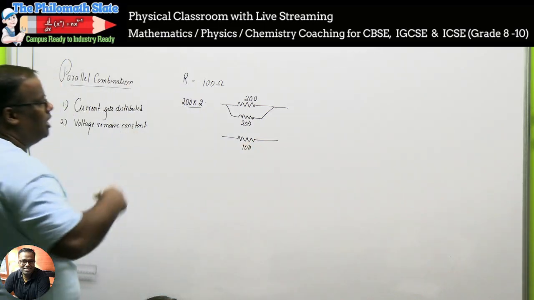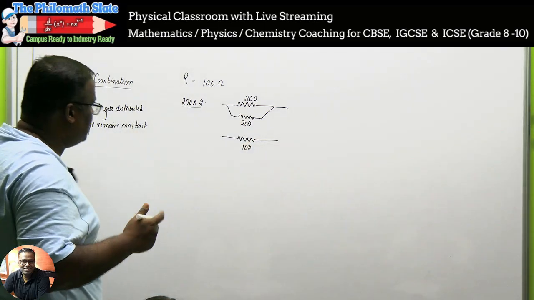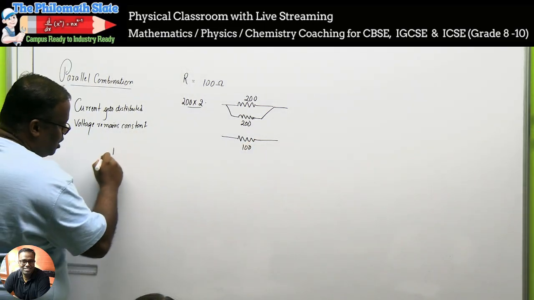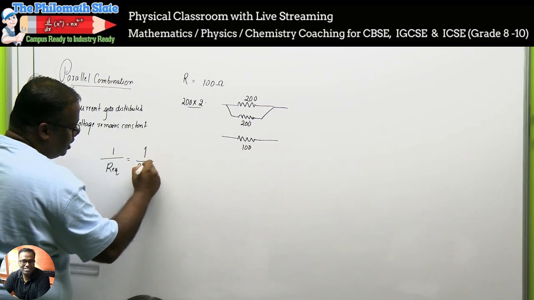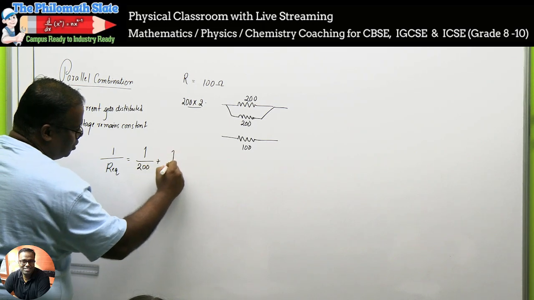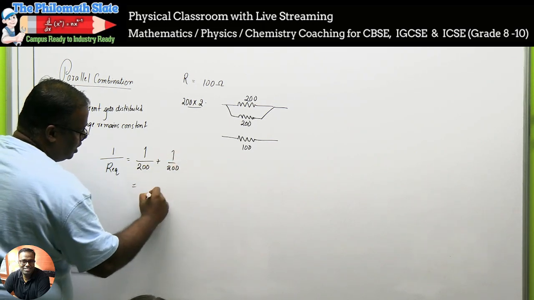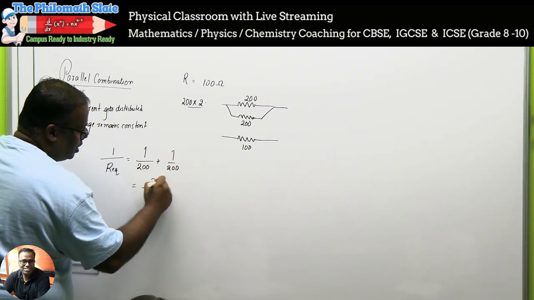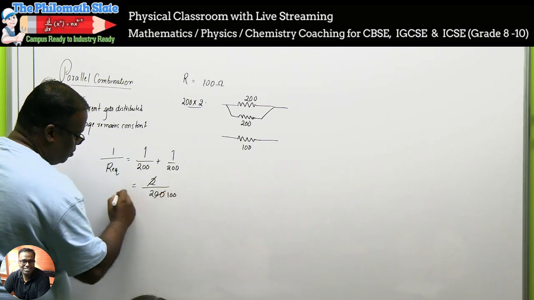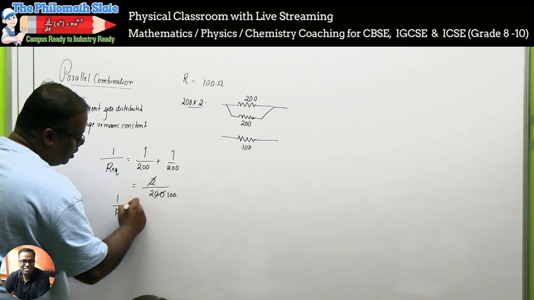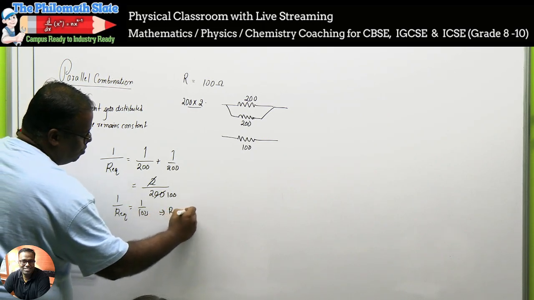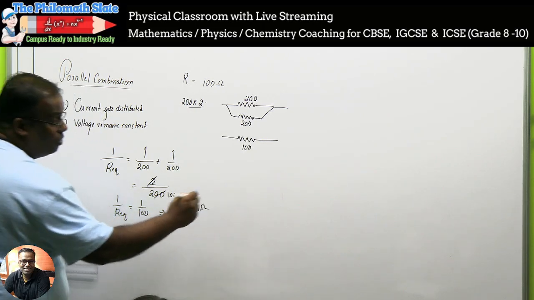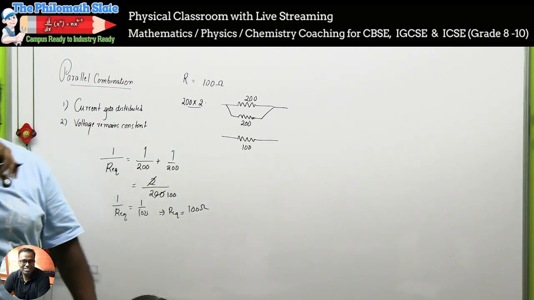तो ये क्या करता है घर में जाके, सर को तो विश्वास नहीं करता है, सो ही चेक्स 1 upon Req is equal to 1 by 200 plus 1 by 200, which is equal to 200 as the LCM, 1 plus 1, 2, which is equal to 100. So he finds 1 upon Req is equal to 1 by 100. That means Req should be equal to 100 ohms. So he's happy. He says, सर ने तो ठगा नहीं है.